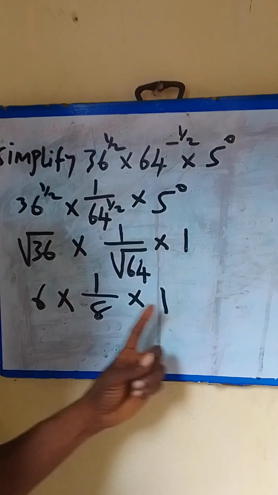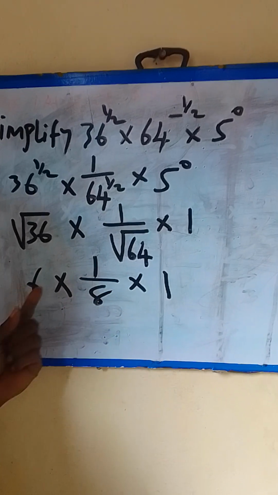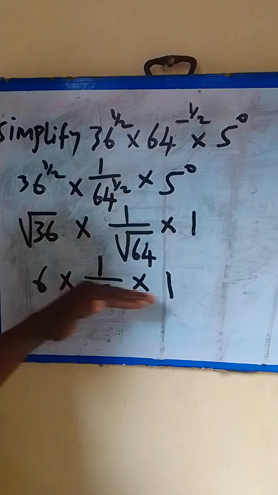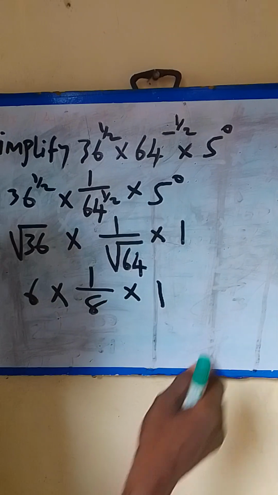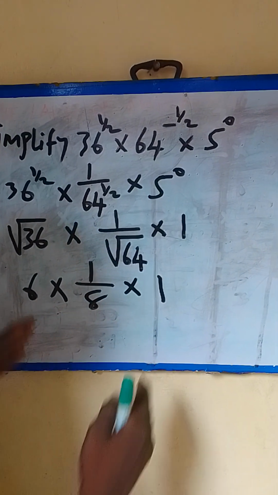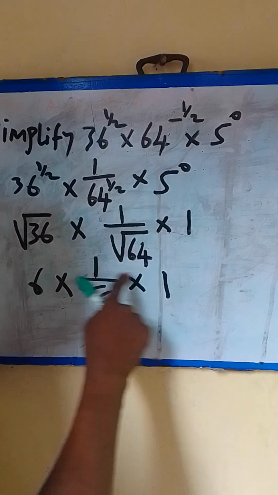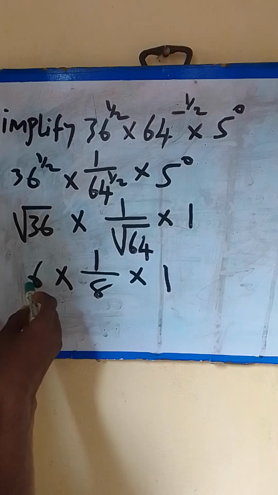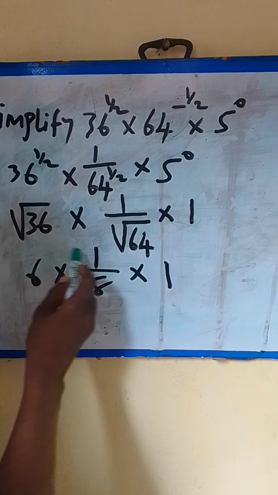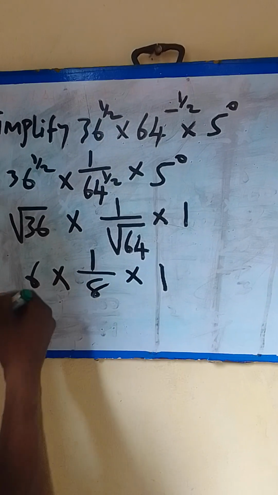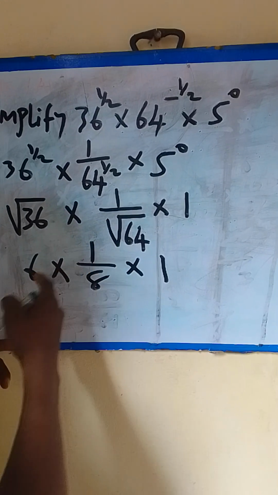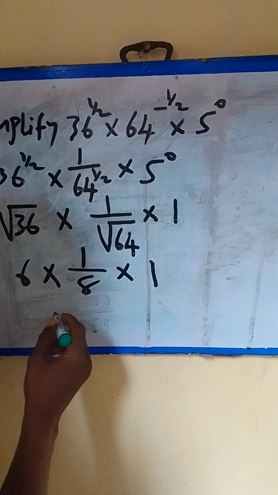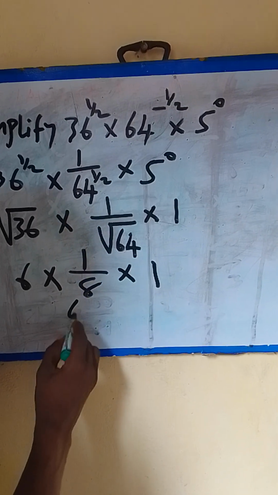Since we are multiplying fractions, we are multiplying 6 times 1 all over 8 times 1. We don't need to look for the LCM here, because we are multiplying our fractions. So you multiply numerator by numerator and denominator by denominator. 6 here is the numerator, a whole number. So 6 times 1 times 1 is 6.